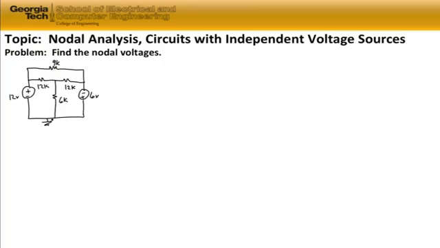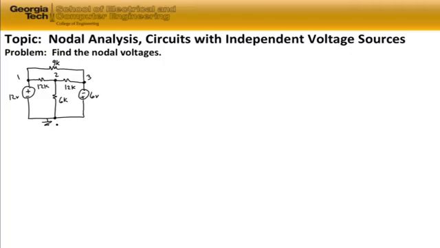As we do with all nodal analysis problems, our first step is to identify the nodes in the circuit. We have a node on the left-hand side, we'll call that node 1. We have a node in the center of the circuit, node 2, and a node on the right-hand side, which is node 3. And we have the ground node at the bottom. The ground node at the bottom is our reference node, and it's at 0 volts.